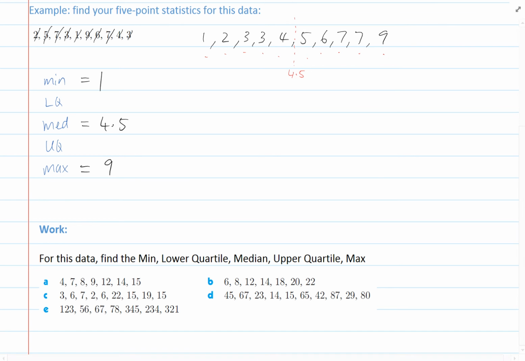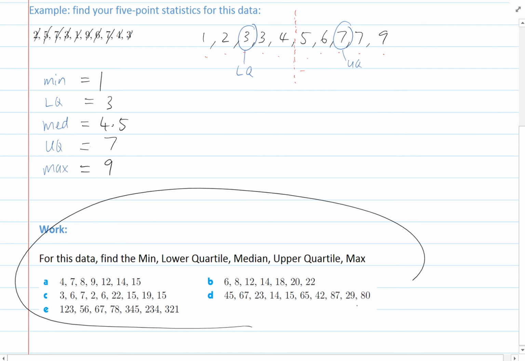Okay, so where I've written this dotted red line that you can see here, that's splitting my data into 2 halves. The median of my lower half is my lower quartile, and the median of my upper half is my upper quartile. Okay, and so we can put those values in here as well, 3 and 7. Okay, so those are the 5-point statistics.